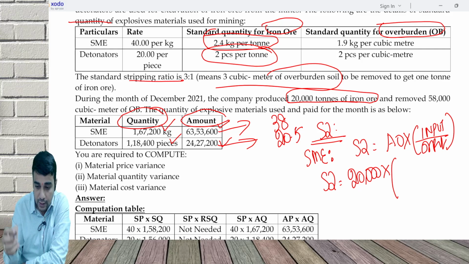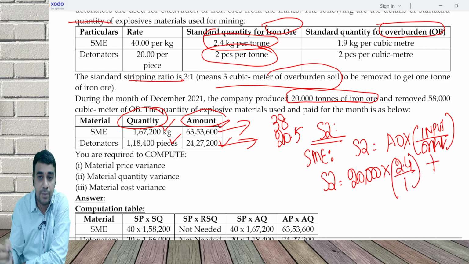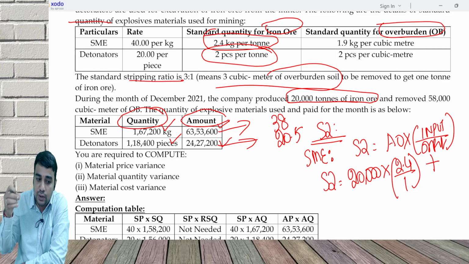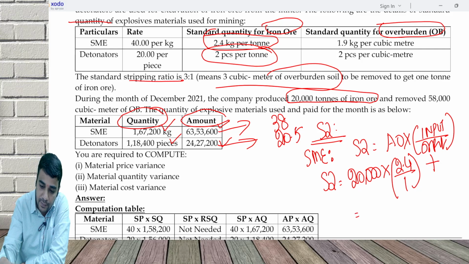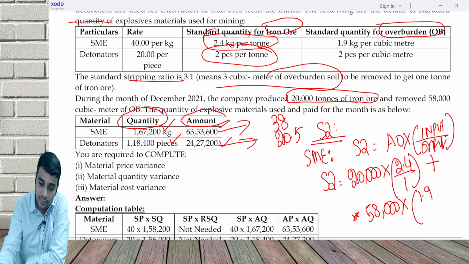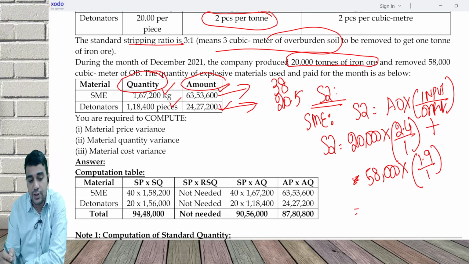Any doubts on this? It doesn't end here, because you are producing two different products. You need your raw material not only for iron ore, you will also need it for overburden. How many units of overburden? 58,000. What's the input output ratio between overburden and SME? Tell me the total of this. 20,000 into 2.4 by 1, 58,000 into 1.9 by 1.